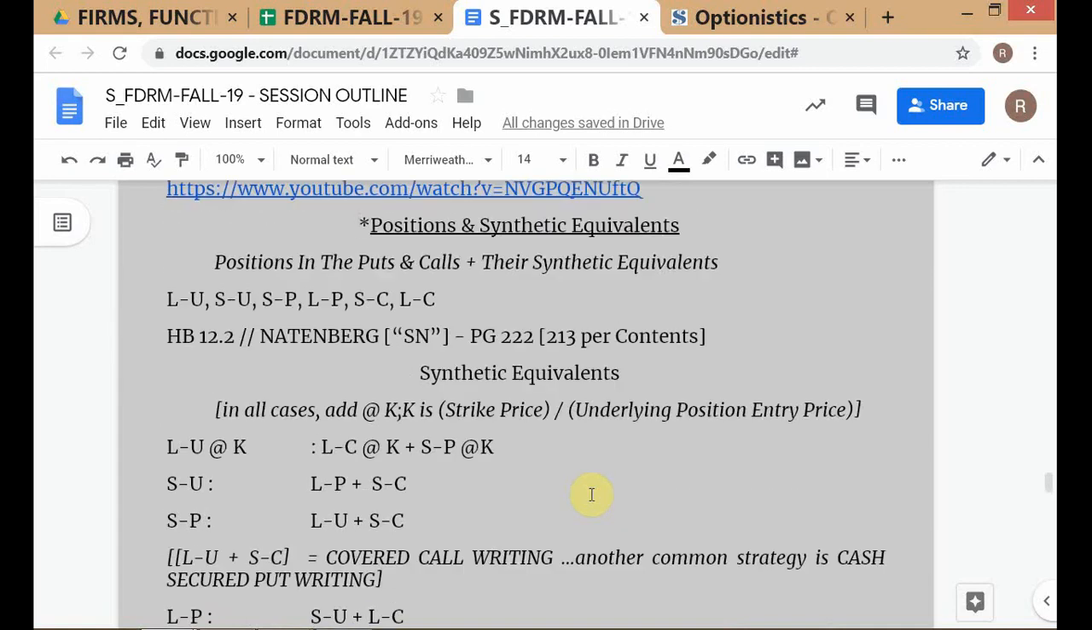So here now we are going to consider positions. First, let's be clear about how many positions. Now we actually have 6 positions, because we are talking about positions in both options and the underlying. So how many types of options positions do we have? 4. And how many types of underlying asset positions do we have? 2. So we combine all together, that means we have now 6 types of positions.